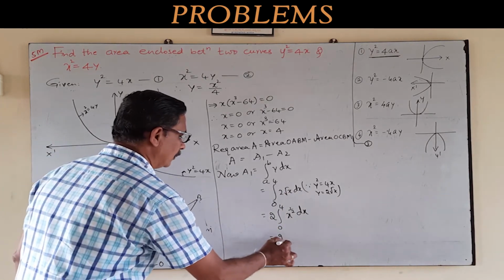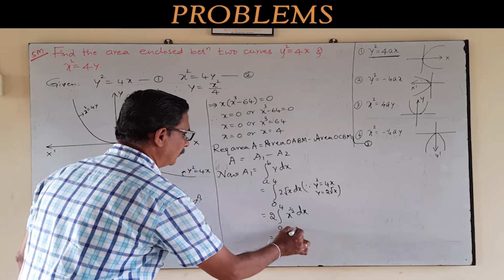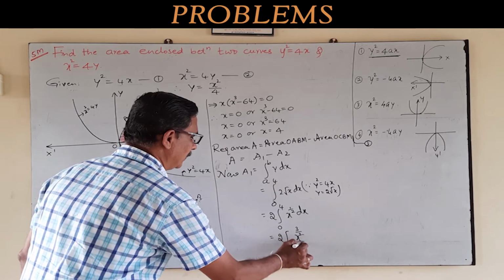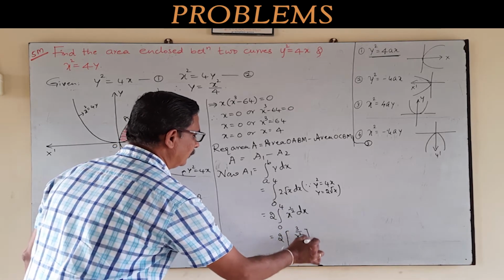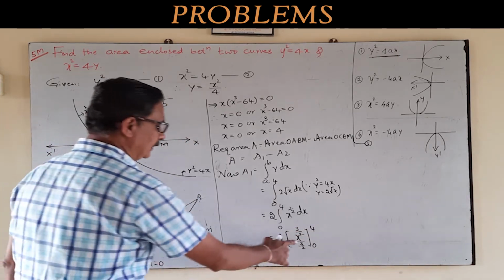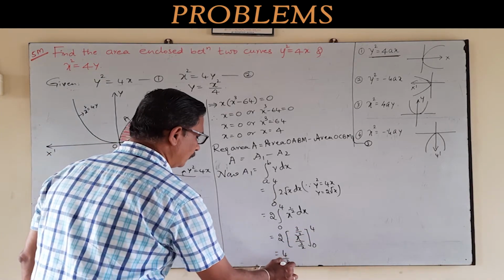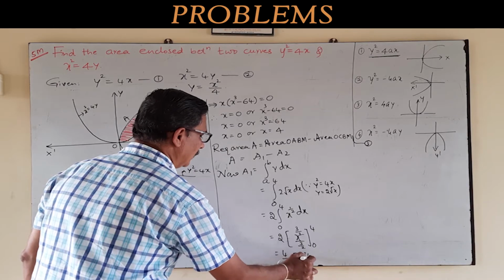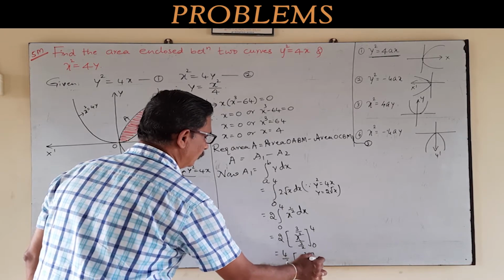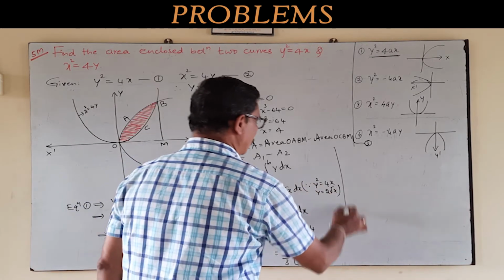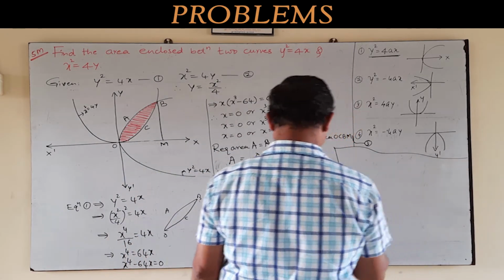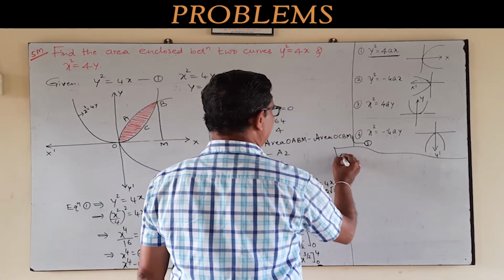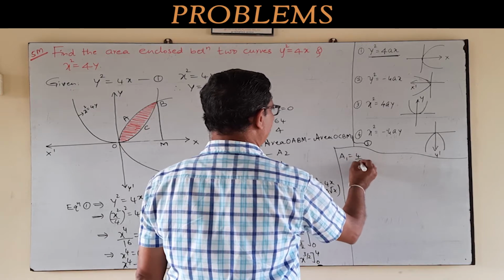Then simplify: 2 integral from 0 to 4 of root x, which is nothing but x power 1 by 2, right? Now what is the integral of x power 1 by 2? X power 1 by 2 plus 1, that is 3 by 2, divided by 3 by 2, between the limits 0 to 4. That 2 goes to the numerator, that is 4 by 3 into x power 3 by 2 between the limits 0 to 4. Now put x equal to the upper limit and x equal to the lower limit.